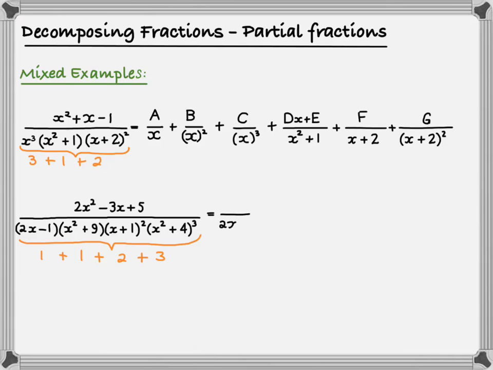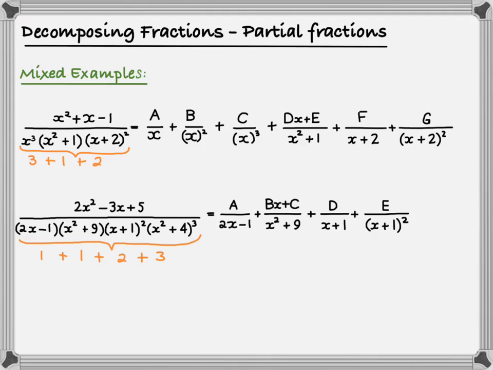The first fraction will have the denominator 2x minus 1, and since this is a linear expression, the numerator will be a constant, say a. The next fraction has denominator x squared plus 9. And since x squared plus 9 is a second degree expression, the numerator must be a first degree expression, say bx plus c. Since x plus 1 is repeated twice, the next 2 fractions will have denominators x plus 1 and x plus 1 squared. Since x plus 1 is linear, the numerators must be constants, say d and e.